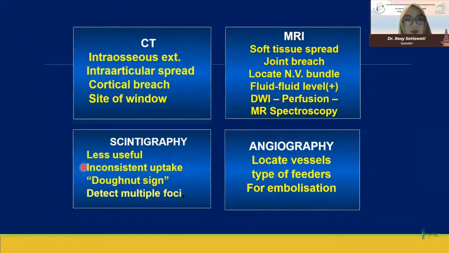Densitometry is less useful because of its inconsistent uptake, though some cases will show the classical feature of the donut sign and can detect multiple foci. And angiography will help us to locate vessel feeders for embolization.